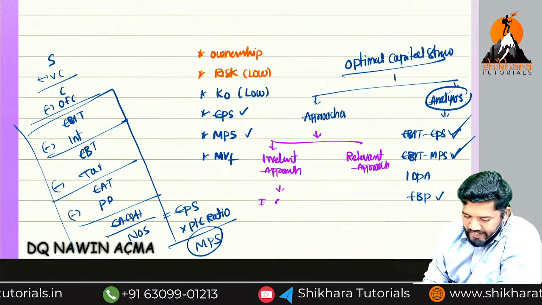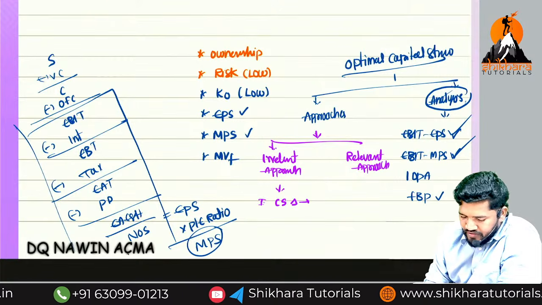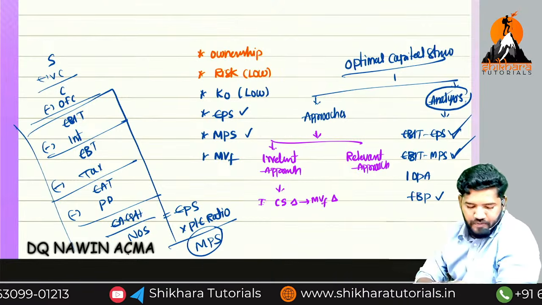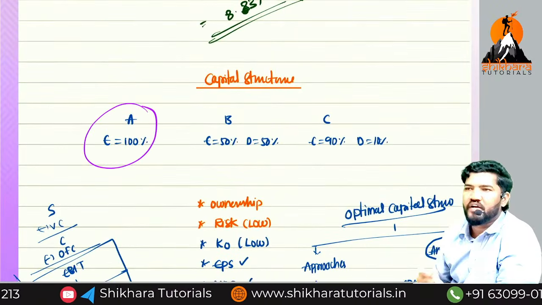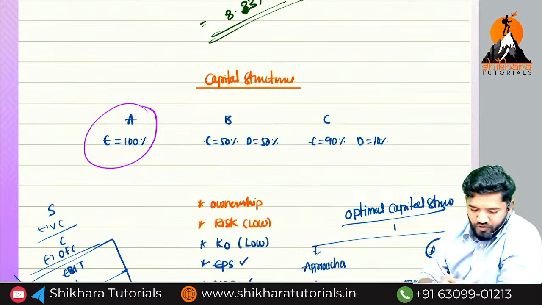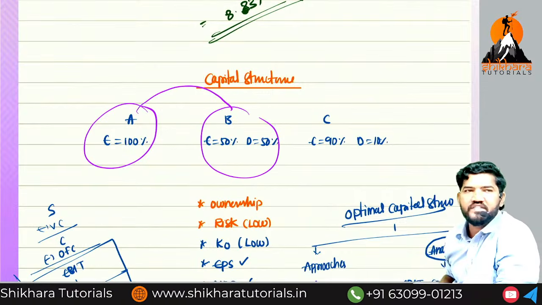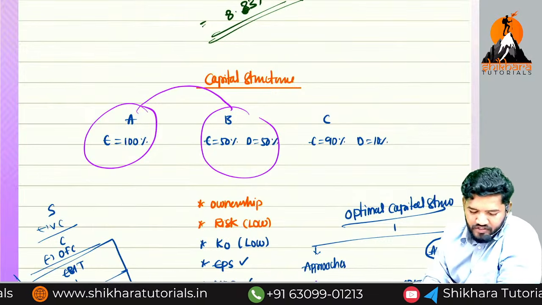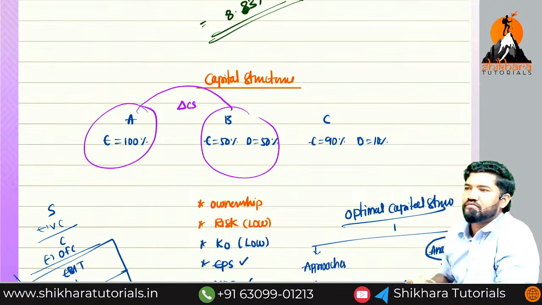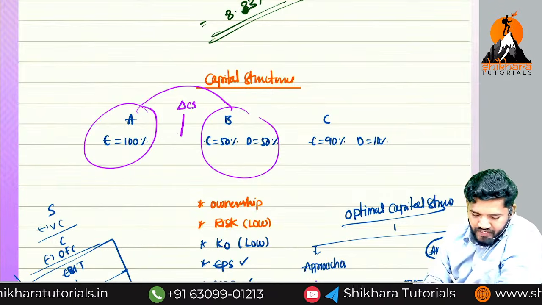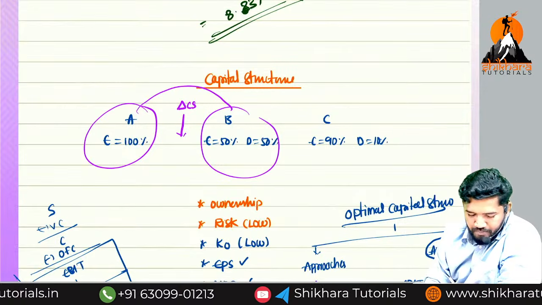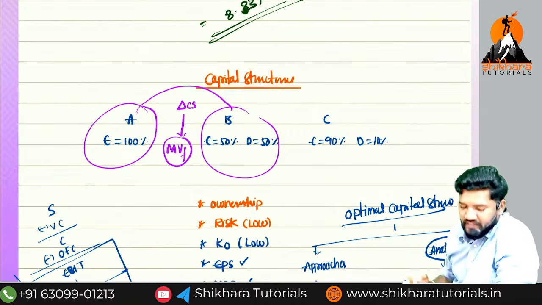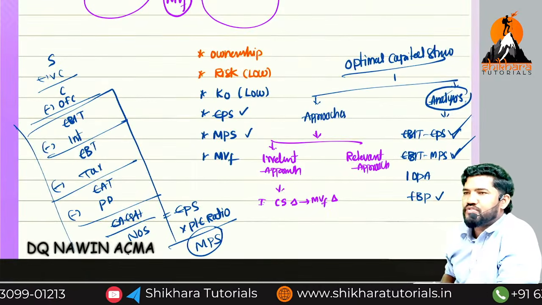If capital structure changes, the market value of the firm also changes. As per option 1, what is the structure you followed, Nana? 100% equity. If you choose option B, does your capital structure change or not? What do you choose? 50% equity to 50% debt. This is called a change in capital structure. Okay? If your capital structure changes, based on that change, your company value also changes. The market value of the firm also changes. That is called irrelevant approaches.